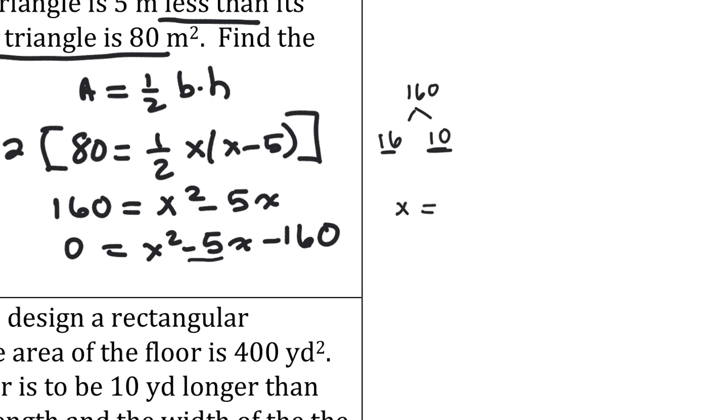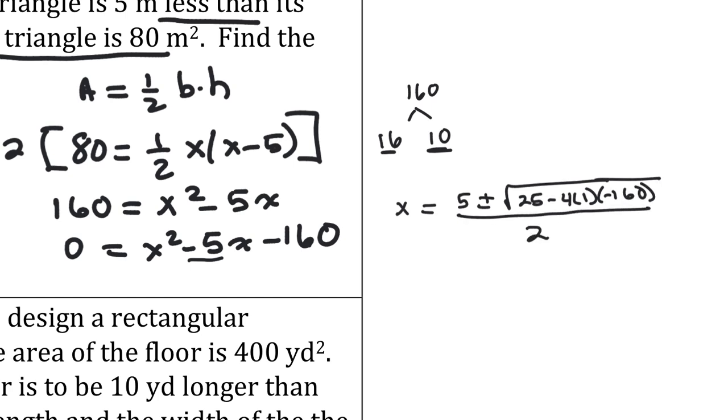So x is equal to the opposite of b plus or minus the square root of b squared minus 4 times my a times my c, all divided by 2 times a, 2 times 1. So simplify this problem. Let's find our answers. Once you simplify, you get the two answers.